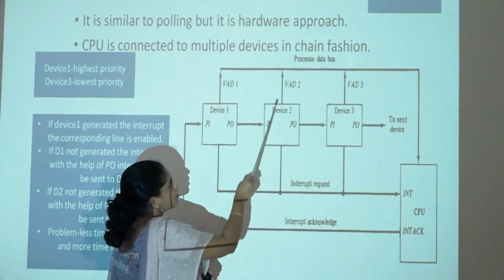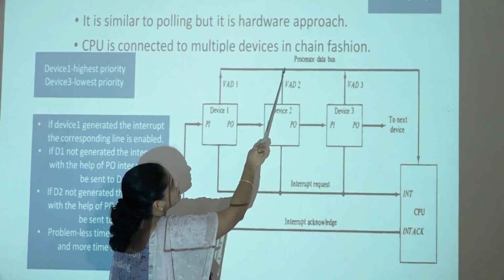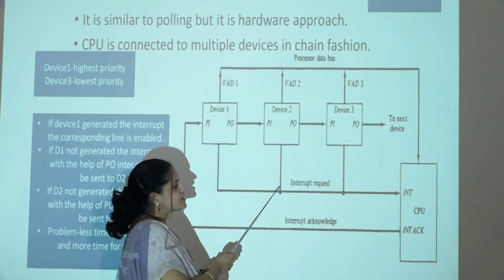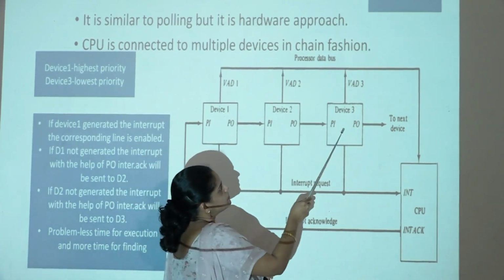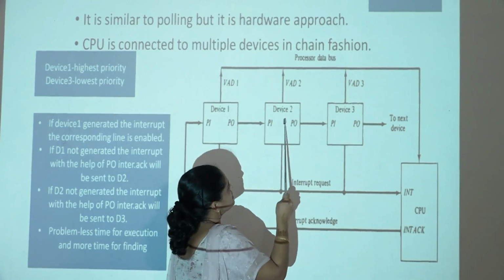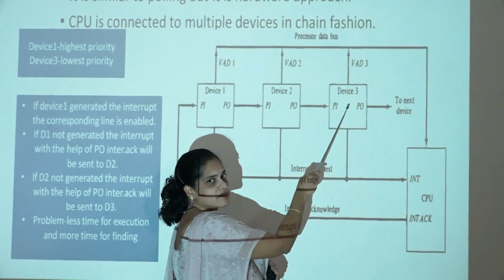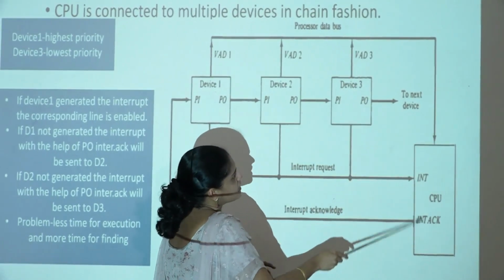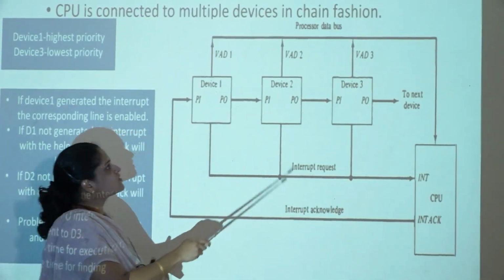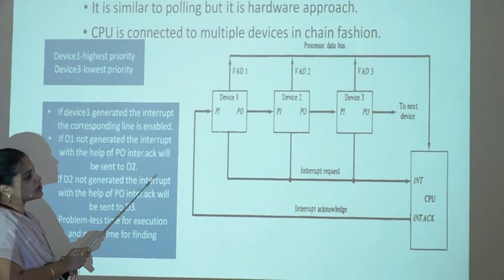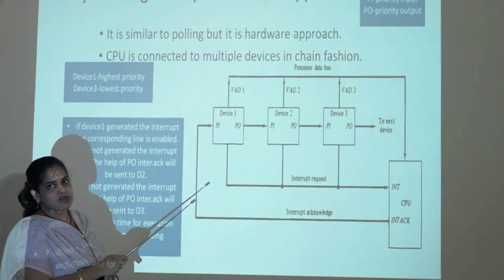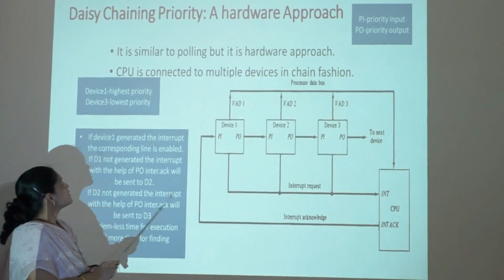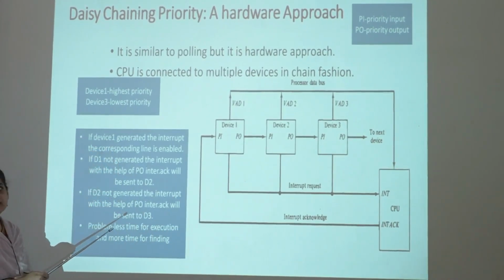So this will automatically send the VAD address onto the bus so that the CPU will handle the next high priority device request. Next it will again send an interrupt acknowledgement, which will be forwarded to device 3, so that device 3 will place the VAD address onto the bus and be serviced next. So this is how the CPU services the interrupt service routines if more than one device sends an interrupt request. This is how the daisy chaining priority mechanism works.